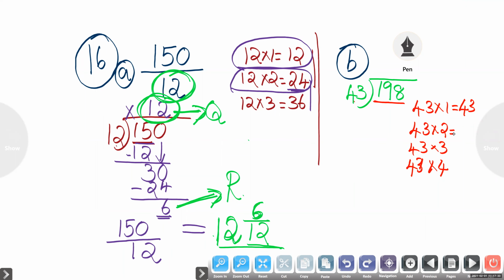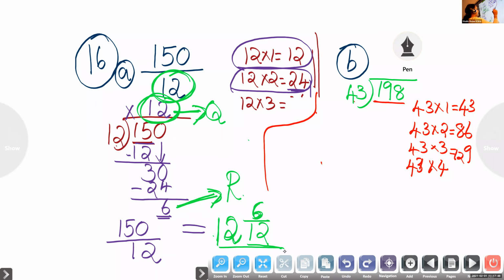43 into 2 is 86. 86. Yes. What about 43 times 3? 3 3s are 9. 4 3s are 12. So 129. Yes. Now what about 43 times 4?